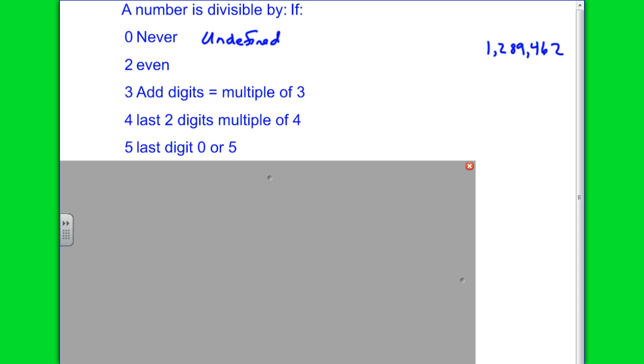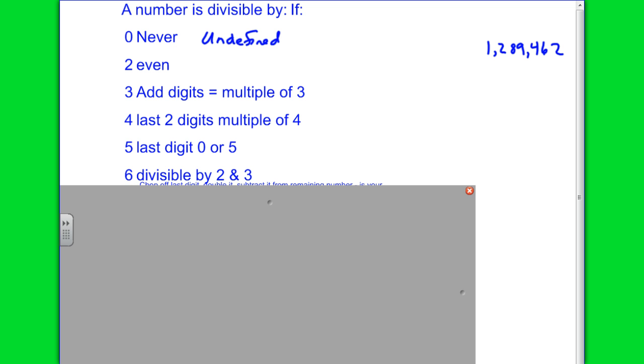How would you know? Well, what makes up 6? 6 is what times what? 3 times 2. It's also 6 times 1, right? But 3 times 2. So is that number up there divisible by 2? Yes. And is it also divisible by 3? No. If it was, it would be divisible by 6. So it would have to be divisible by both of those numbers, 2 and 3.